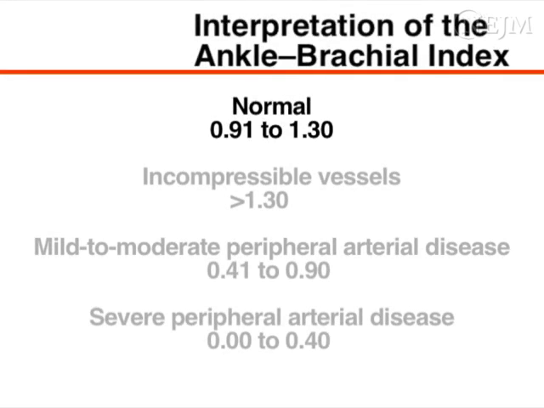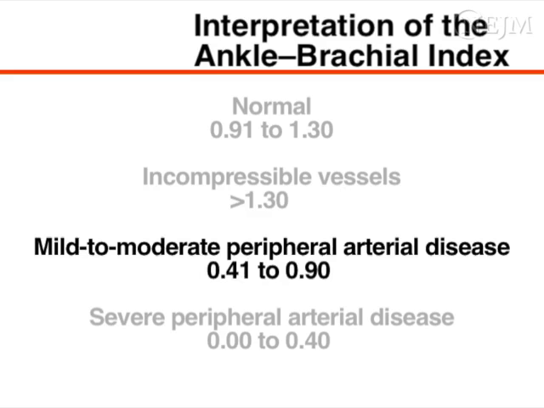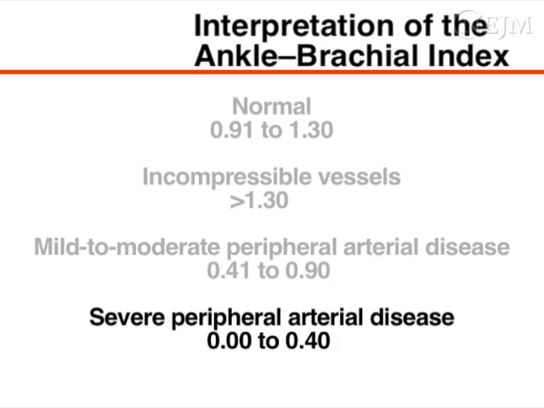A normal ankle brachial index at rest ranges from 0.91 to 1.3. Above 1.3, you should suspect that the patient has incompressible vessels. Decreases in the ankle brachial index are consistent with peripheral arterial disease. Mild to moderate peripheral arterial disease usually produces an ankle brachial index in the range of 0.41 to 0.9. Below 0.4, severe peripheral arterial disease is usually present.